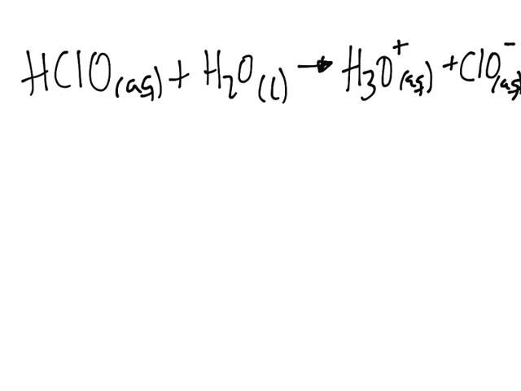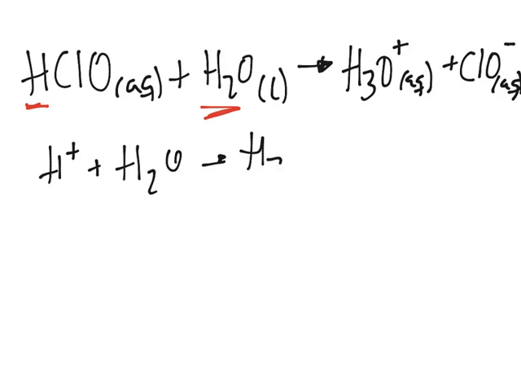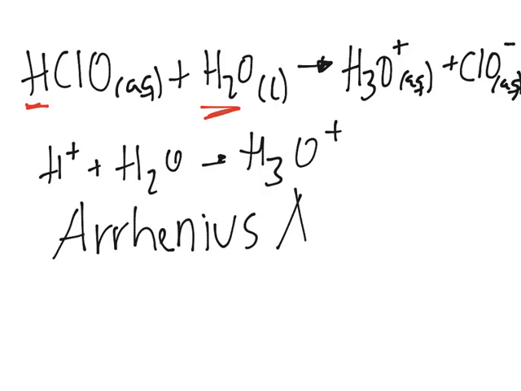So what happened here is that the H reacted with the H2O, doing the same thing I explained to you. So the H plus reacted with the H2O, and simply formed the hydronium ion, which is H3O plus. And whenever we see a hydronium ion produced, we know that this is called an Arrhenius acid. So we have an Arrhenius acid right here.